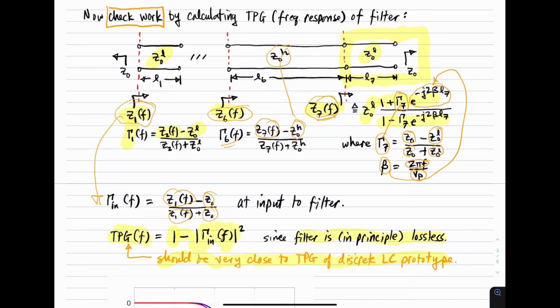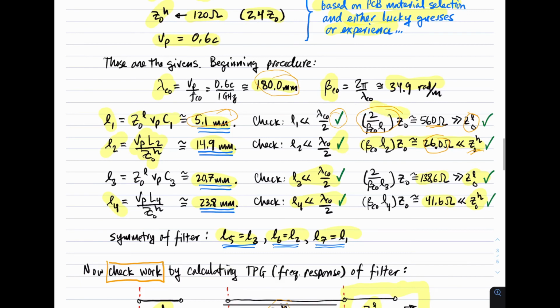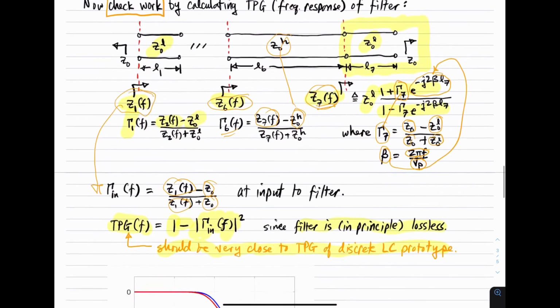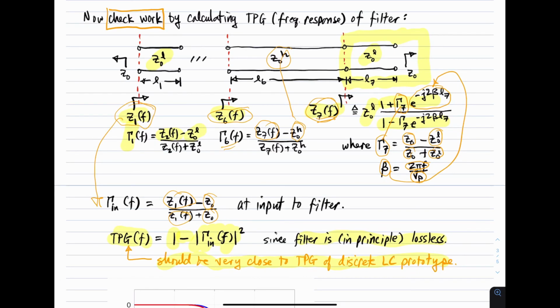It will not be exactly the same. The reason it can't be exactly the same is because in order to get to this stepped impedance approach to design, I had to make some approximations. Those approximations are justified. I confirmed that they were justified when I did the design, right? That's what all this stuff was about. Nevertheless, that simply means the approximations are valid. It doesn't mean I have exact equivalence. So I do not expect to be exactly the same as the original prototype. I can only hope that I'm pretty close.